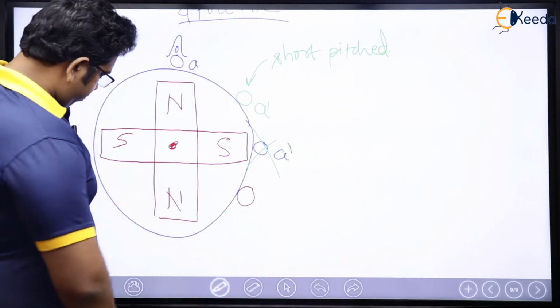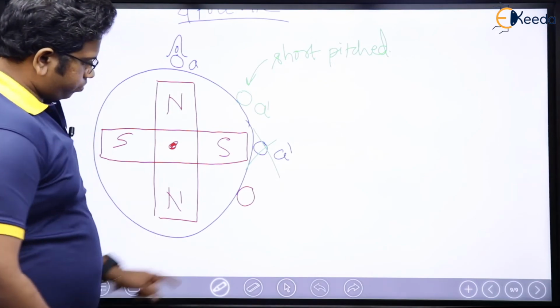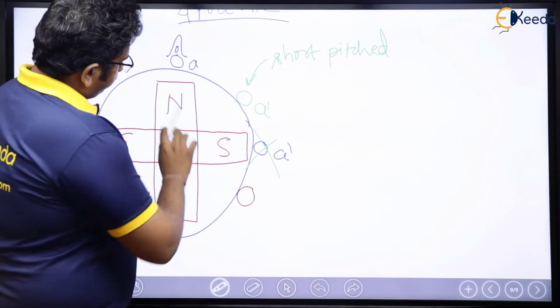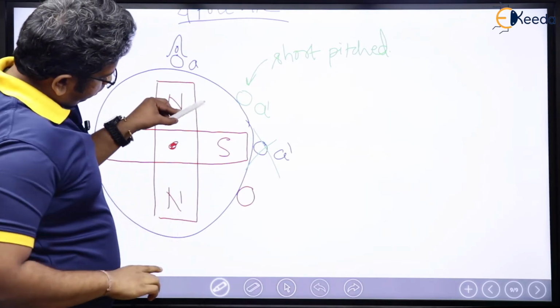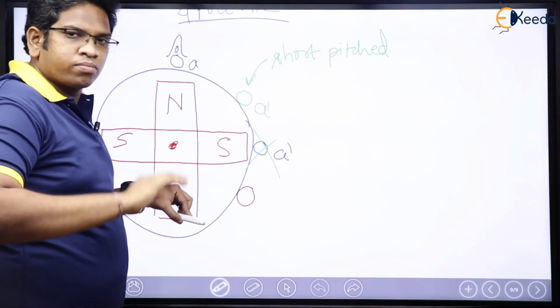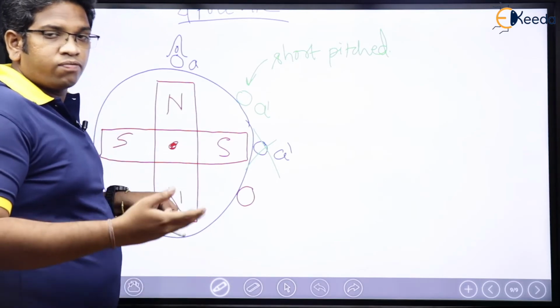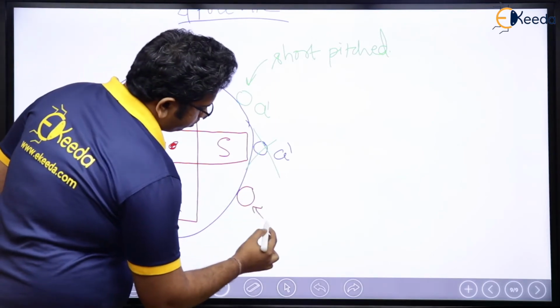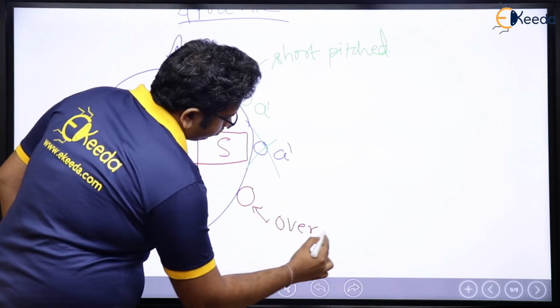Whereas here, what is going to happen? This was the complete pitch. Here to here was the complete pitch, but now I am placing it after some more angle. That is the reason it is called over pitched.